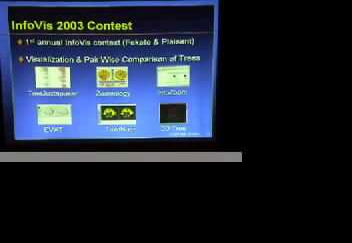Also last year at the InfoVis conference, we had our first annual contest. This is something that Catherine Plaisant and Jean-Daniel Fekete organized, and they're also organizing a similar event for this year's conference. Last year's theme for the contest was visualization and pairwise comparison of trees, and there were 6 entries to this contest that received awards. The winning technique was called TreeJuxtaposer, which I'll show you a little bit more about in a second.